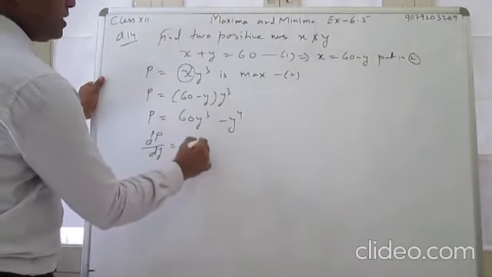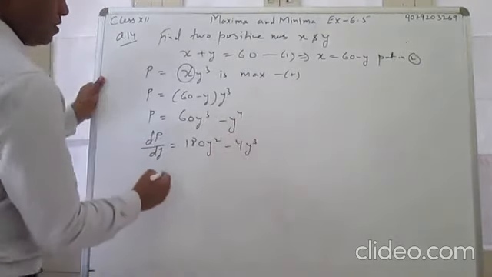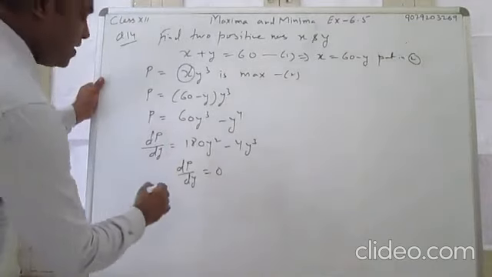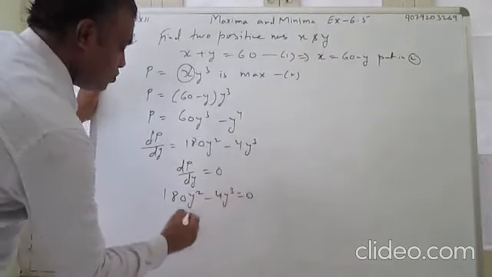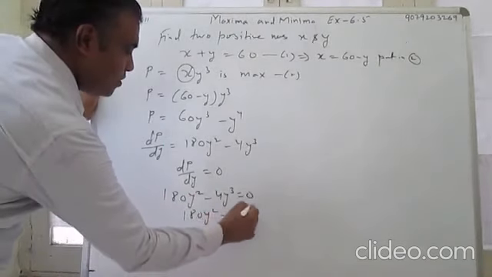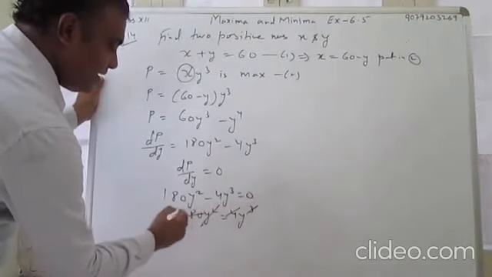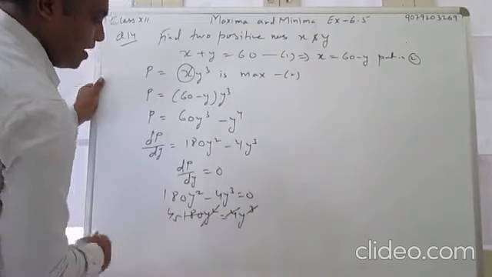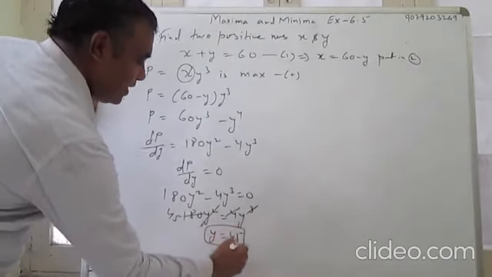60 into 3 is 180y square minus 4y cube. Now we know that dP upon dy is equal to 0 to find the critical points. 180y square minus 4y cube is equal to 0, so 180y square is equal to 4y cube. Cancelling y square with y cube, and dividing by 4, we get 45. So y is equal to 45. This is our critical point.